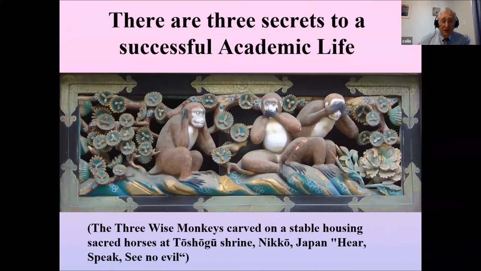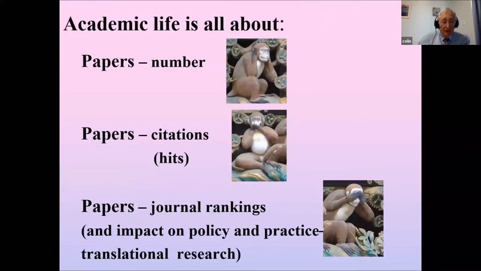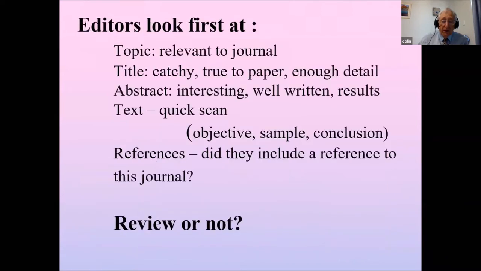Of course, there are 3 secrets to a successful academic life. And this is a carving from Japan. The monkeys are actually telling us 3 things about academic life. First of all, papers. Secondly, papers. And thirdly, papers. In order to have a successful life and be promoted, you've got to publish a lot of papers. Your papers have got to have a lot of citations, and you have to publish in journals that are as high ranking as you can.